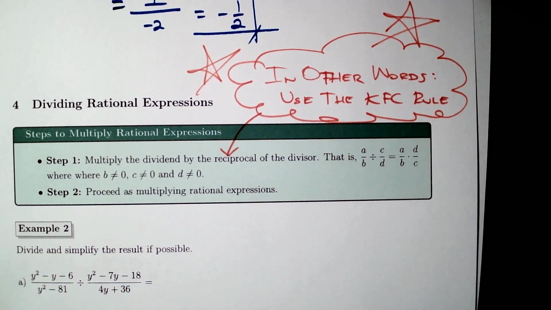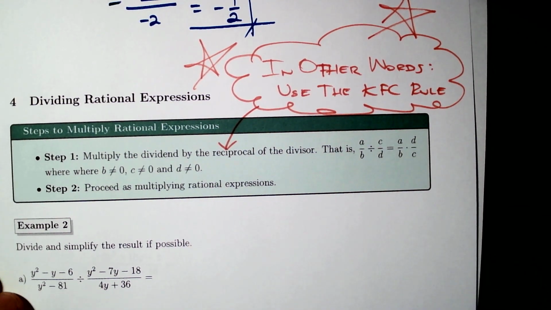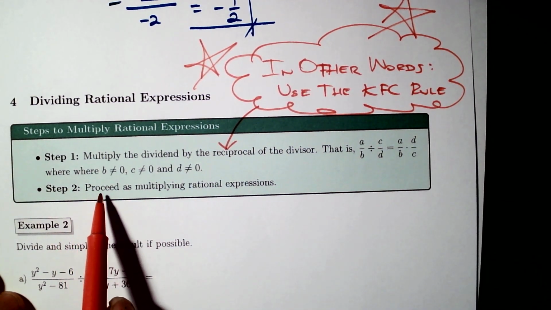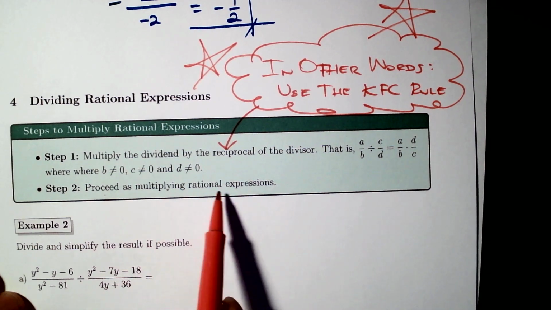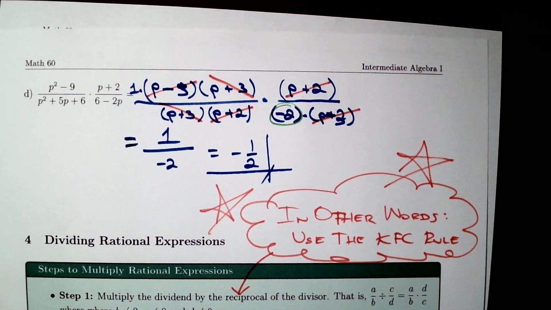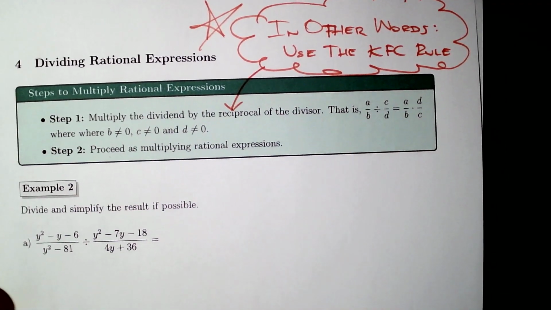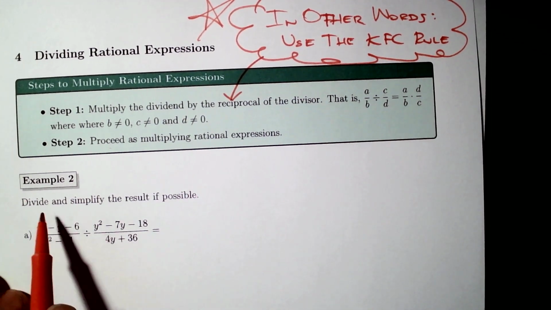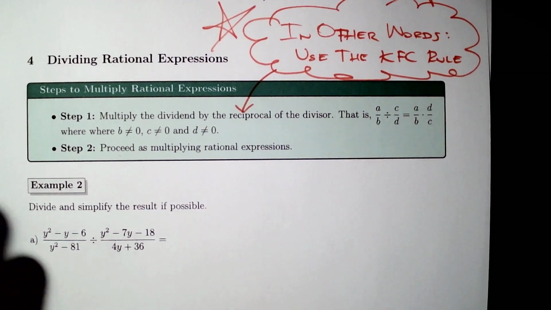Potato puree, so it doesn't have anything to do with that. I'll show you what this means. And then for step 2, proceed as a multiplying rational expression, which is basically repeat what we did here. Alright, divide and simplify the result if possible.